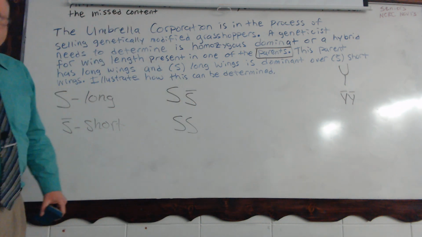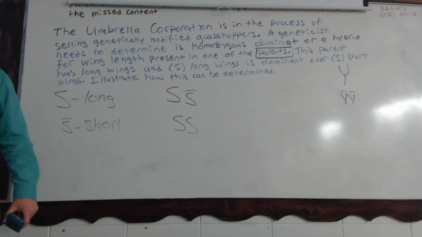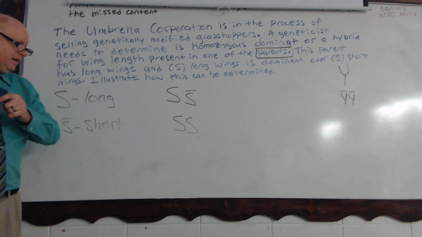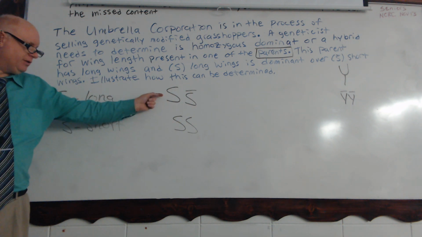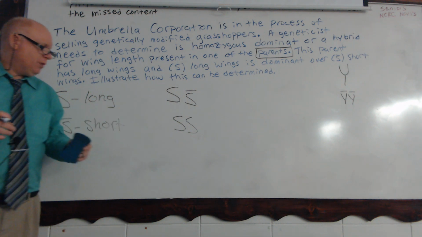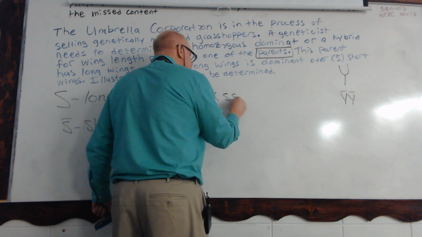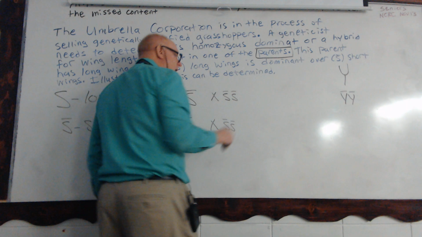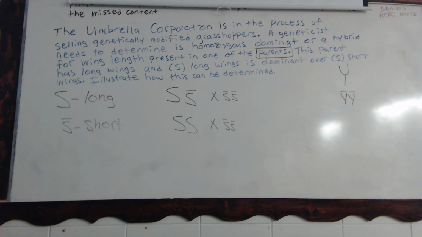So how can we determine, if we have a short winged grasshopper, that's how we would determine the genotype of whatever this parent is. Then we can see that it's either homozygous dominant or it's a heterozygous trait. So what we would do then is, in human terms, we could do something very similar.